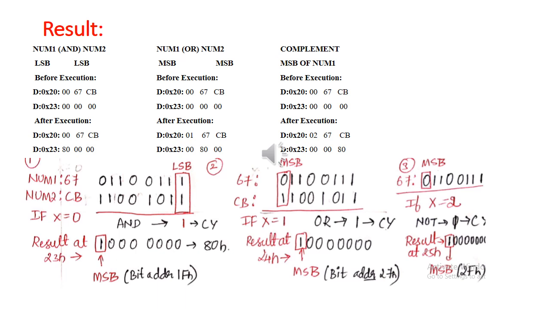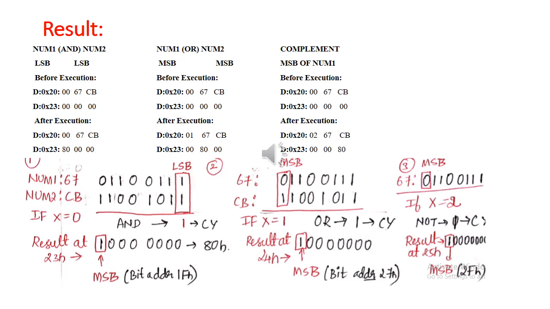After doing the logical AND operation, you are going to store the result at the 23H memory location. That means you are going to set the MSB bit, and this MSB bit address will be the 1FH memory location. In the first case, we consider x is equal to 0. The num1 you have taken is 67 along with the CB. So whenever x is equal to 0, you do the logical AND of the LSB of the num1 with the LSB of the num2.